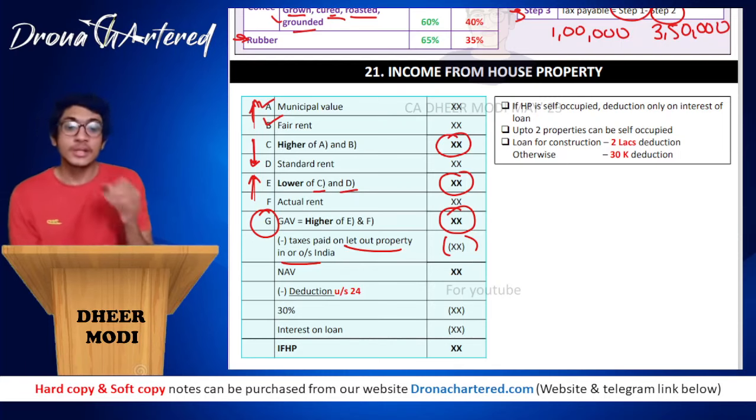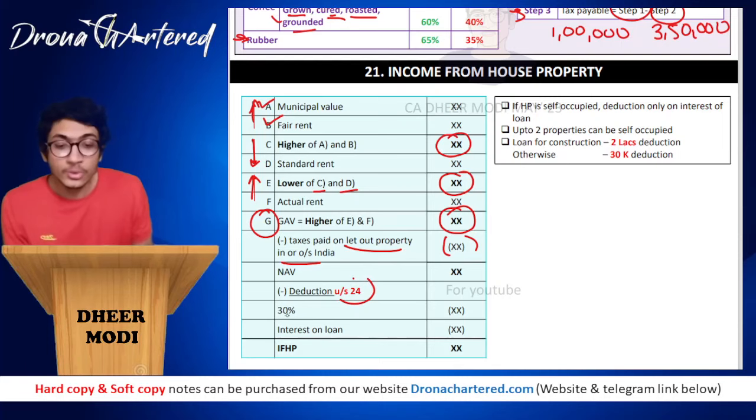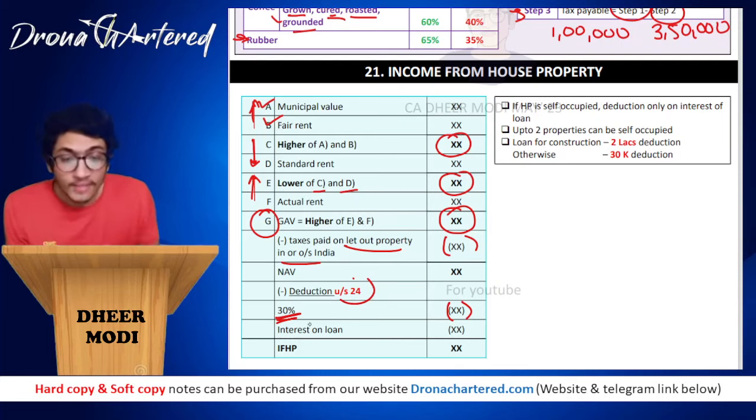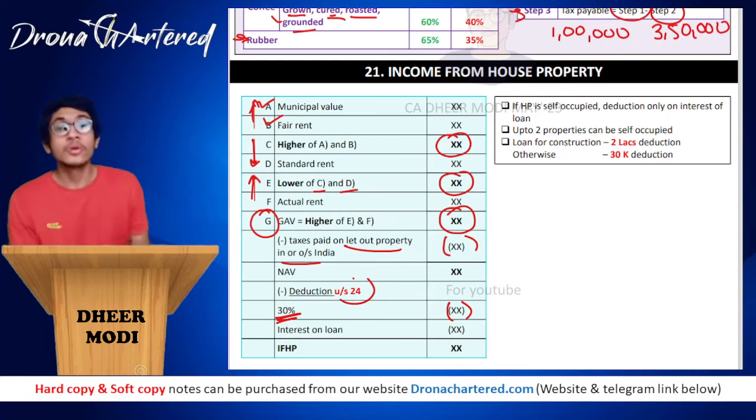Then you get a deduction under section 24. How much deduction you get? You get a flat 30% deduction. This deduction you get is 30% of NAV, and then your interest on loan. If you have taken a loan for this house, this interest will be allowed to be subtracted and you will get your income from house property.